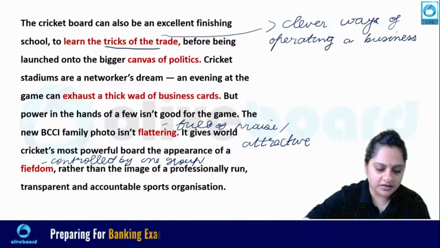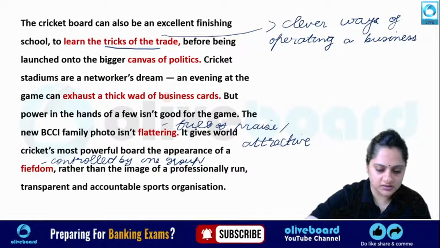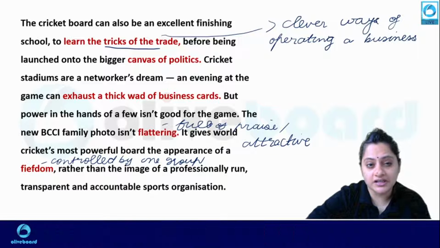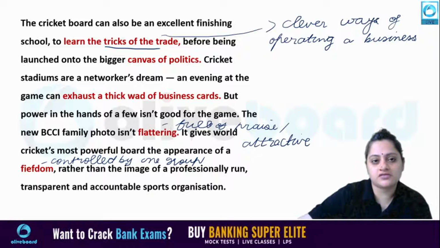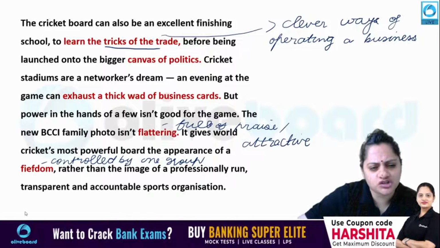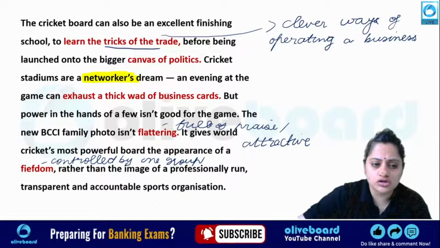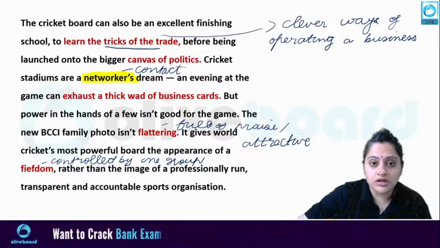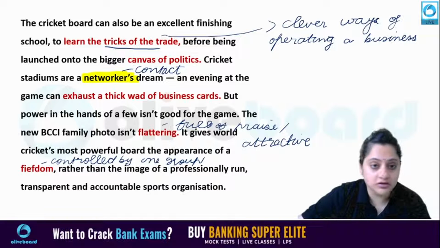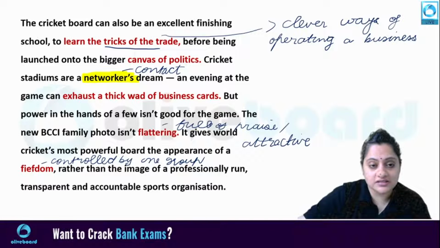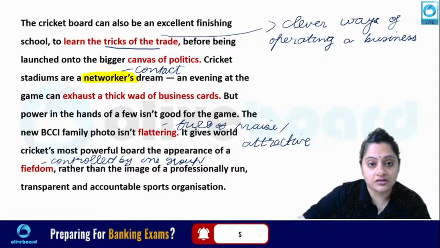Now, what does this line mean? Thick wad of business cards. Now you see, cricket stadiums are a networker's dream. If you want to network, guys, very important. If you want to grow, if you want to be very rich in life in today's world, network is very important. Your contacts are very important. You see this in shows also. अगर आप देखोगे कि आपके पास contacts हैं, best contacts, you can grow, you can earn a lot, you can be wealthy, you can be powerful in the country if you have contacts. Very important. So people look at cricket stadiums like a networker's dream.